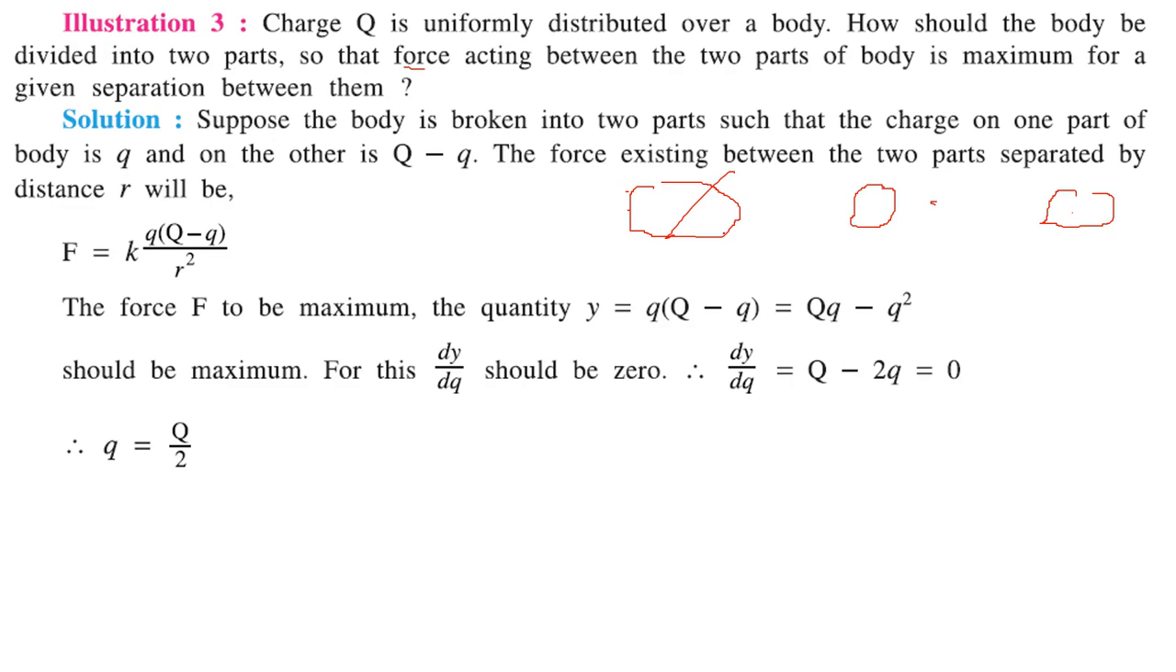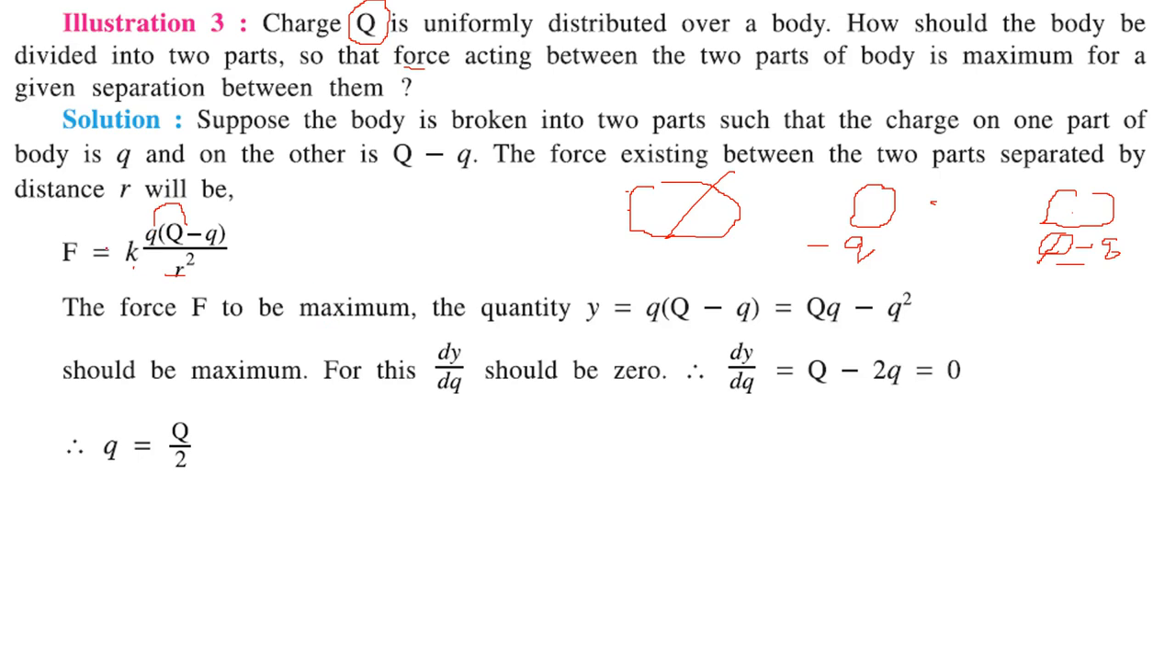Now suppose the body is broken into two parts. The case is, because the whole charge is capital Q, if we say this has q charge, this will have Q minus q charge, right? So the force, what will be the force? Force will be k q1 q2 by r square. So k q into Q minus q by r square.